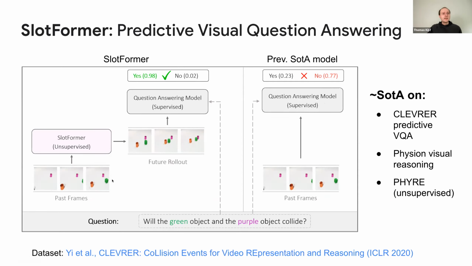And so what we do instead is we take SlotFormer, which is pre-trained unsupervised, run it on the past frames to get the future rollout of what the video would look like in the future. And then we use a supervised question answering model to answer those questions. And that gives us a relatively strong improvement on those predictive VQA tasks on CLEVRER. And it also allows us to get really strong performance on this Physion benchmark that you've seen in the past talk this morning, and also in FIRE for action-based, vision-based planning, where we get strong results without any additional mask or object bounding box supervision.